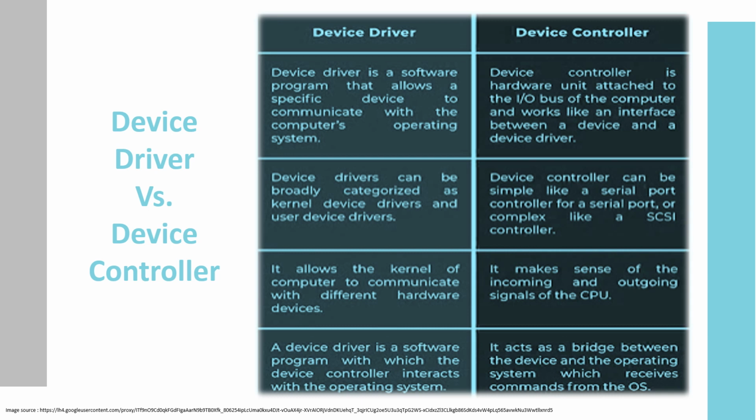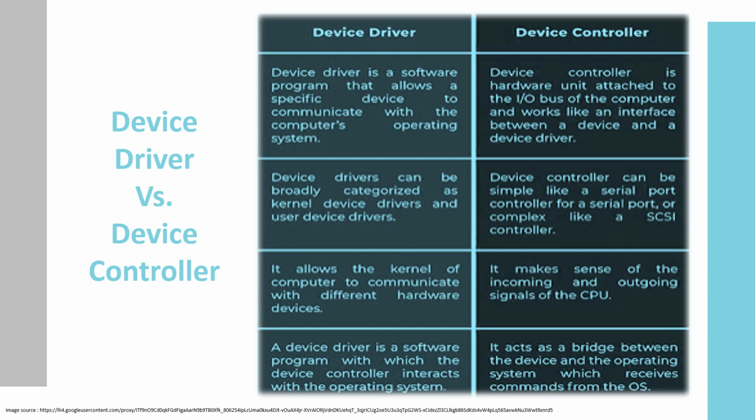Got it? Okay. Now the second point we have: device drivers can be broadly categorized as kernel device drivers and user device drivers. What is this? See, category. Device drivers have two categories. One is the kernel device driver and the second is the user device driver. Some drivers come along with the operating system, and so the word kernel has been used over here, and some peripheral devices have their own drivers, so we call those user device drivers.